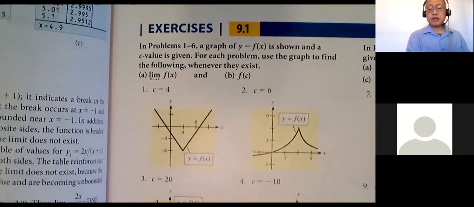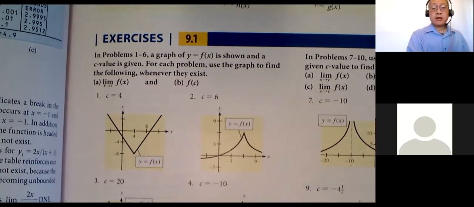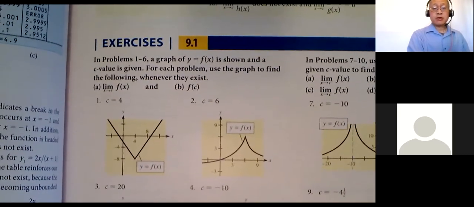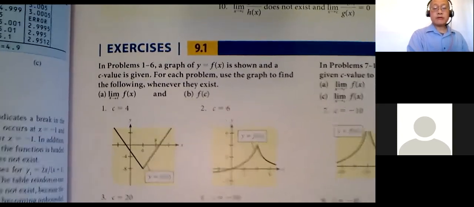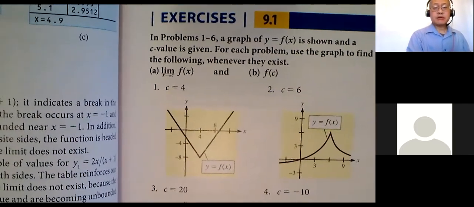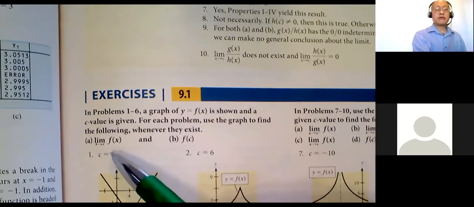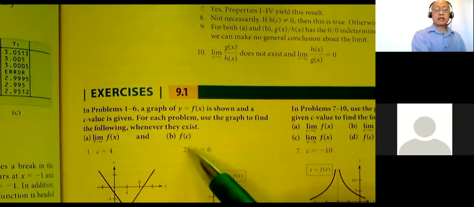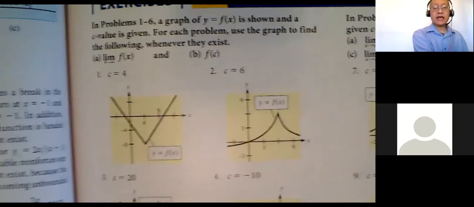Okay, so 1 and 2 are very similar. So I'll do 2, you do 1, I do 4, you do 3, I'll do 6, you do 5, and so on. Okay, so number 2, they give you a value of C. For each problem, use the graph to determine the following. Okay, part A, the limit as x approaches C of f of x. So we are getting very close to the value of C, but not at C. Then part B, f of C. F of C, you're right at that value. Not a little bit to the left, not a little bit to the right. You're exactly at that value.